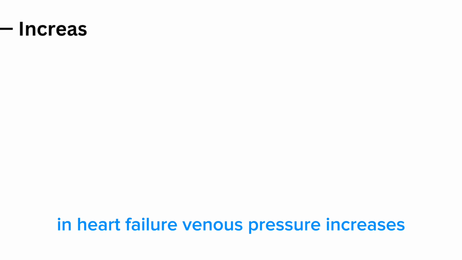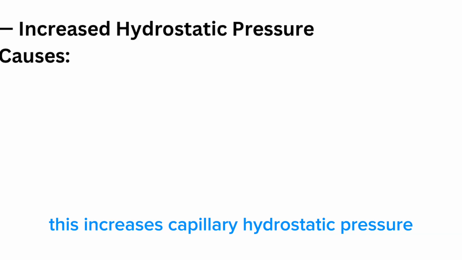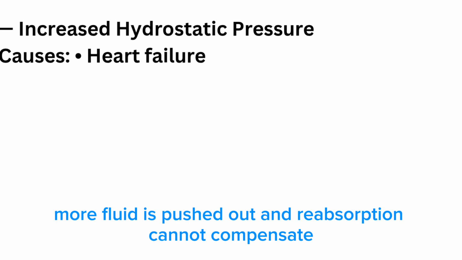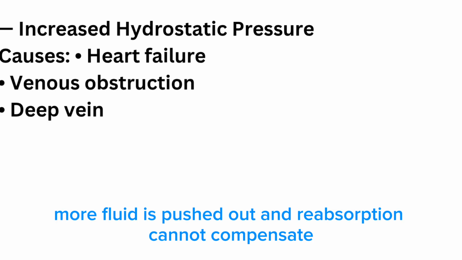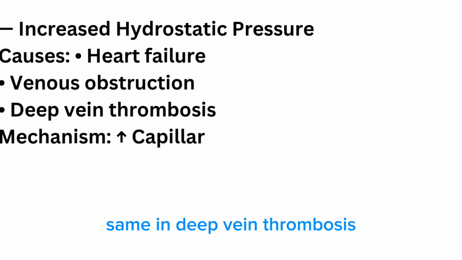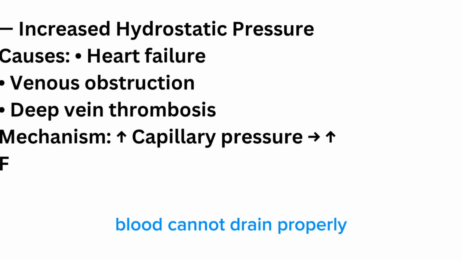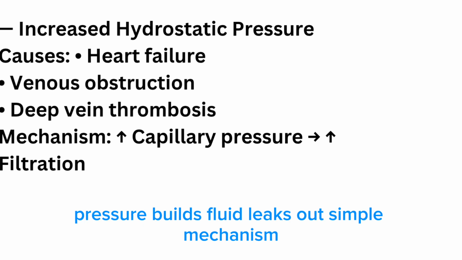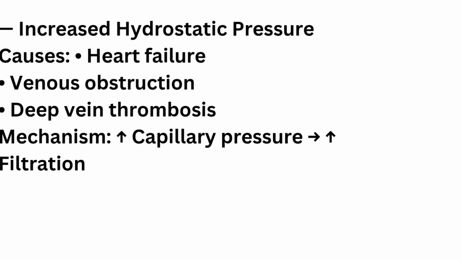In heart failure, venous pressure increases. This increases capillary hydrostatic pressure. More fluid is pushed out, and reabsorption cannot compensate. Result: peripheral edema. Same in deep vein thrombosis. Blood cannot drain properly. Pressure builds. Fluid leaks out. Simple mechanism.